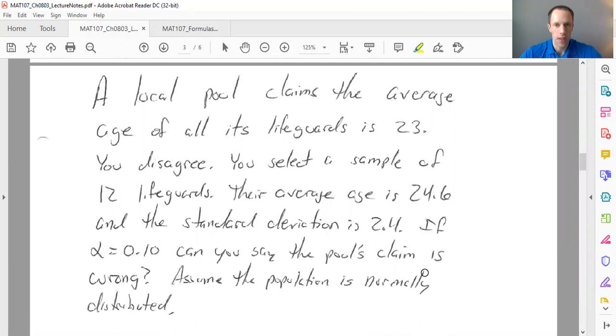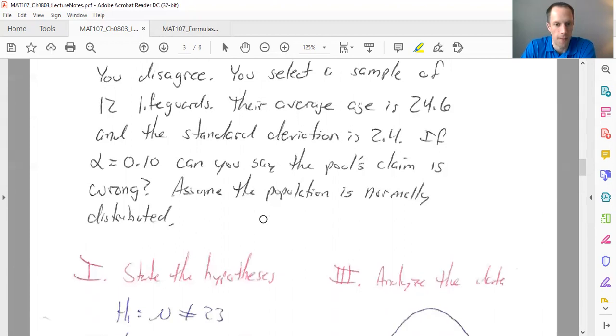A local pool claims that the average age of all its lifeguards is 23. You disagree. You select a sample of 12 lifeguards. Their average age is 24.6, and the standard deviation is 2.4. If alpha is 0.10, can you say that the pool's claim is wrong? Assume the population is normally distributed, which again is a necessary assumption since the sample size is less than 30.